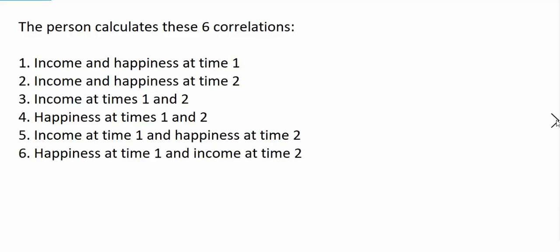The researcher will also calculate the correlation between income at time 1 and happiness at time 2. And when the researcher calculates that correlation, the researcher is looking at whether the people with the high incomes at time 1 tend to be the happy people at time 2. And also the researcher will calculate the correlation between happiness at time 1 and income at time 2. And by doing that, the researcher is looking at whether the people who are happier at time 1 tend to also be the higher earners at time 2.